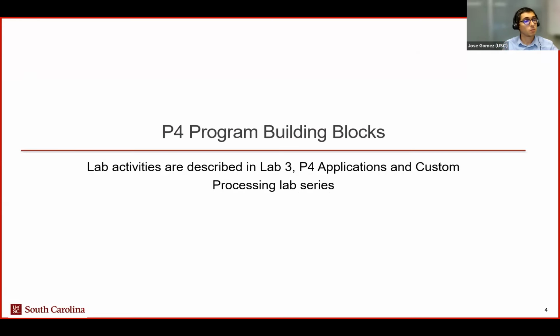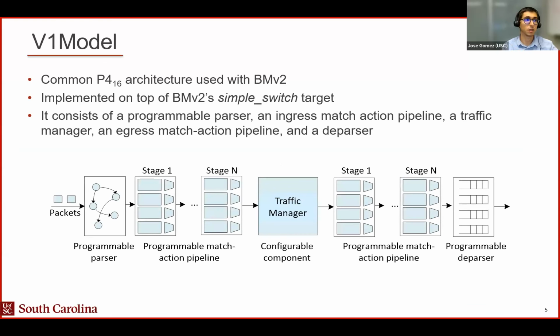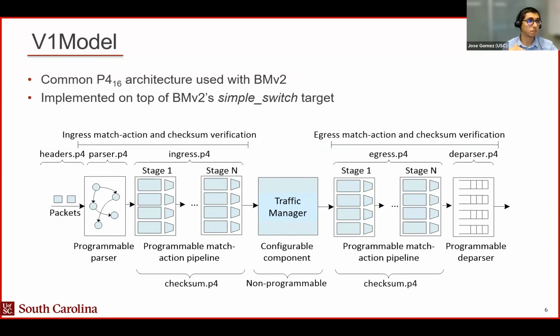In this lab, what we are gonna do is talk about the components of a P4 program. For that purpose, we are gonna use the V1 model, which is the switch architecture that is implemented on top of BMv2, which is the software switch, and has the following components. It has a programmable parser, programmable match action pipelines at the ingress and egress, and a programmable deparser. Each component in this architecture has a file associated. Headers.p4. In this file, we define the headers. We have the parser. We have another file for the ingress, another for the egress, checksums, and that's all the files that we are gonna be navigating in this activity.